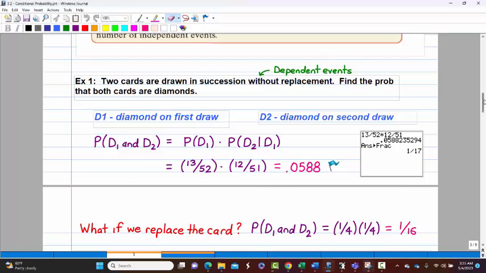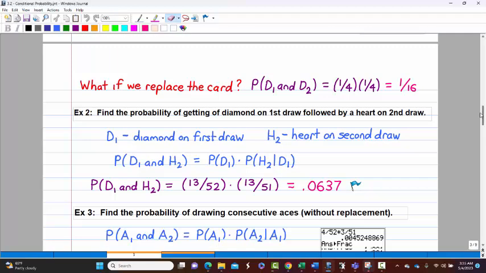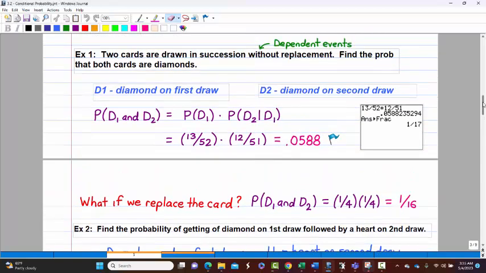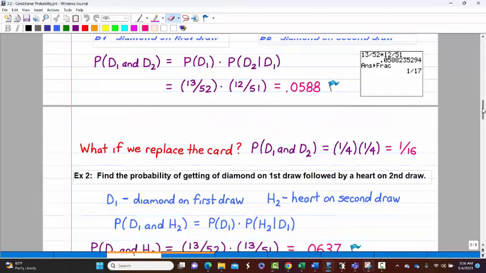So now I'm saying, what if we replaced the card and made it independent events? Now I just wrote 1/4, 1/4, but that just basically means 13 out of 52 because that just reduces to 1/4. So essentially it's 13 out of 52, and if you replace the card, that means you have another probability of 13 out of 52 that you'll draw it on the second card. So you see, if it's replaced, it'll be the same probability, so you multiply those two together. And of course we get a different answer. So there's the difference, in the cards if you're replacing or not replacing.